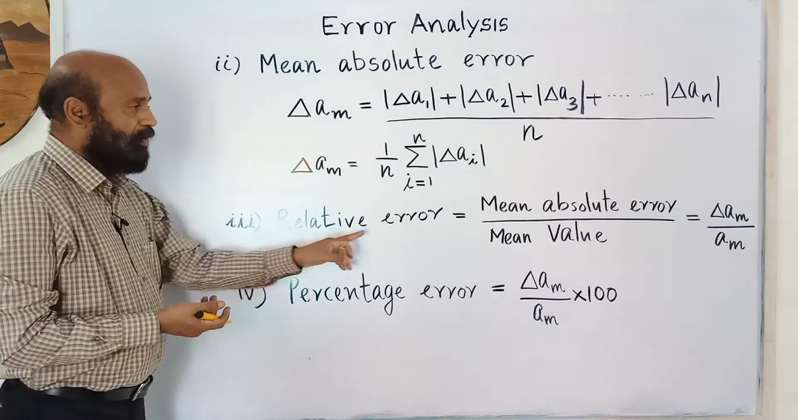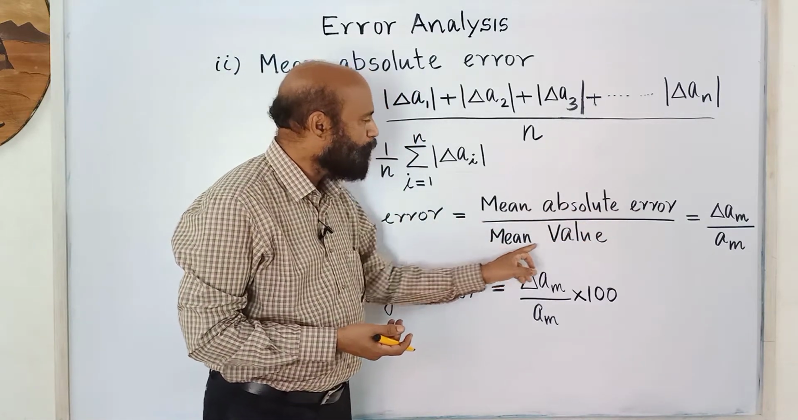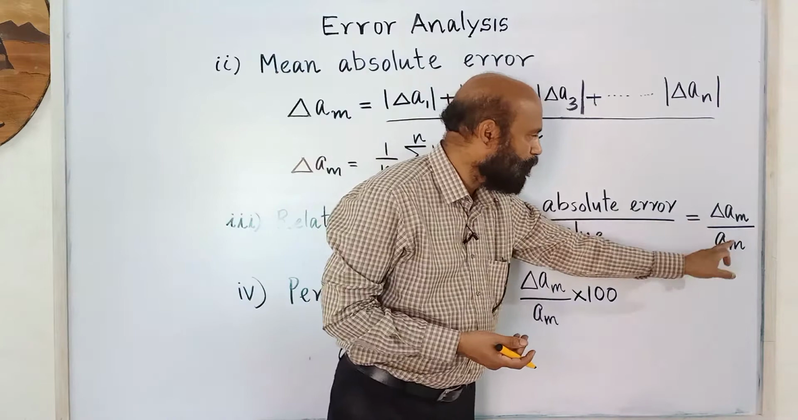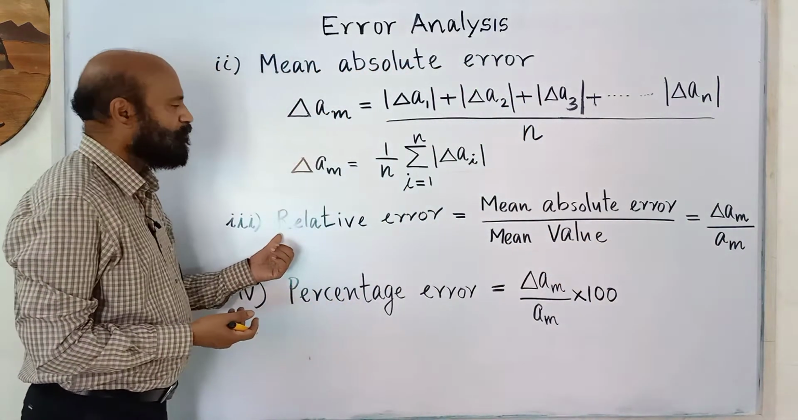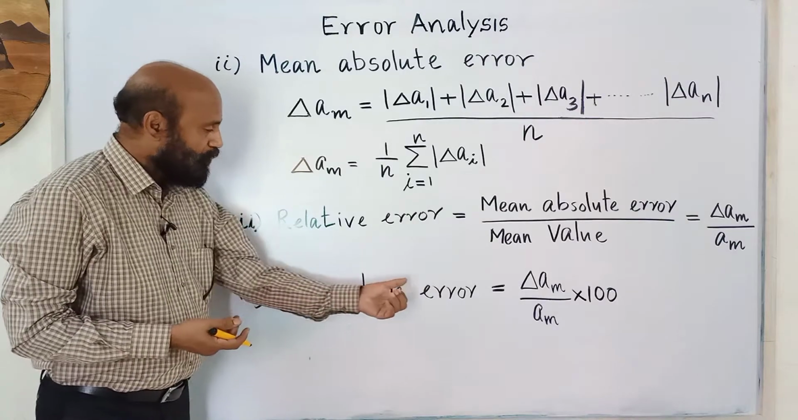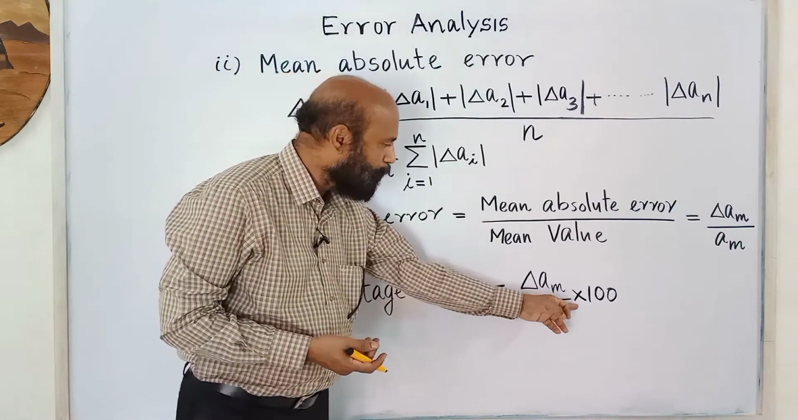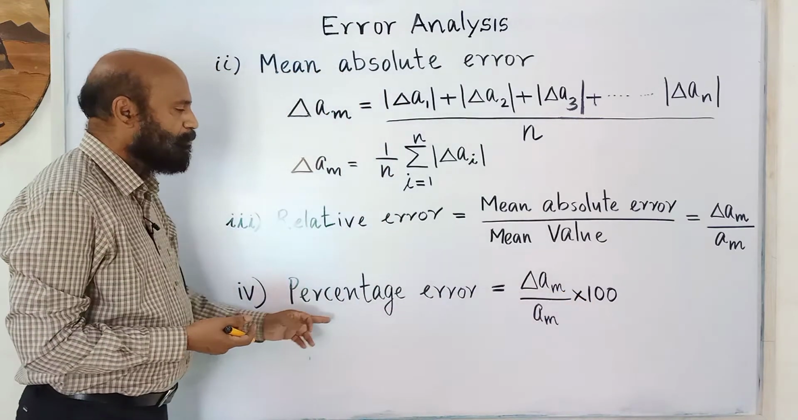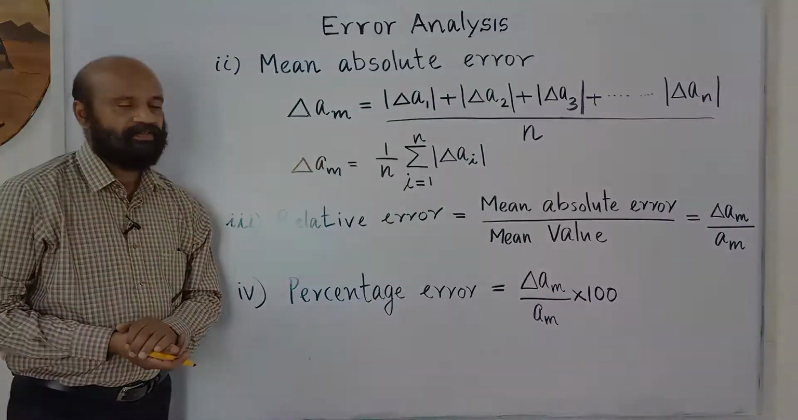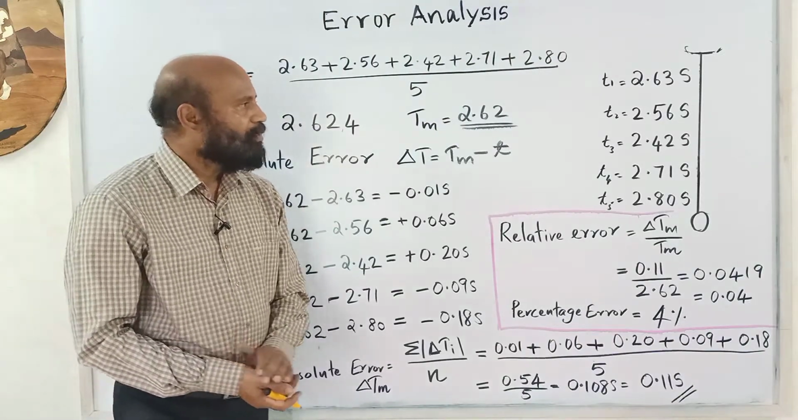Next, relative error. Mean absolute error you divide by the mean value, delta A m divided by A m. That is relative error. Then percentage error. Relative error you multiply by 100. So you will get percentage error. Now let us see in an example.